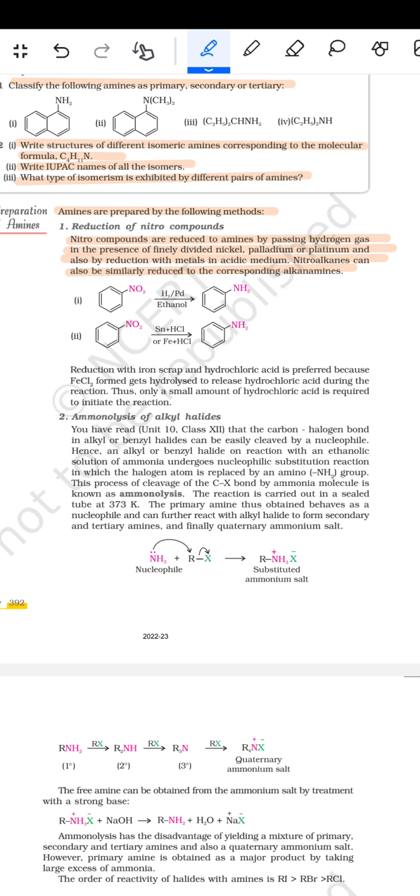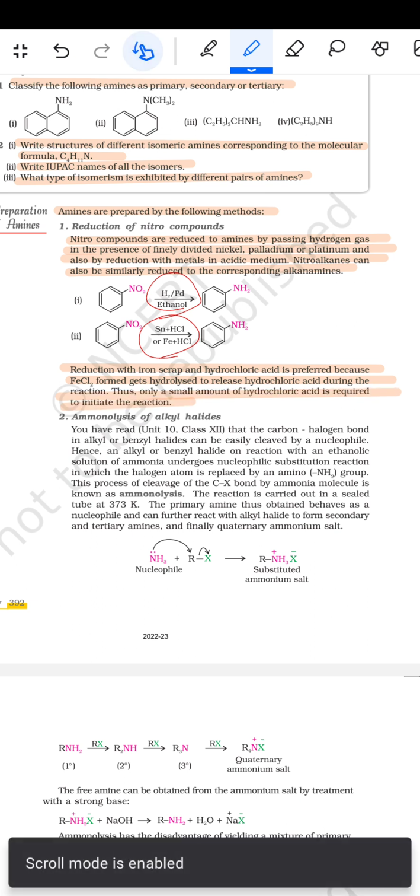So this is H2/Pd in ethanol, and then Sn/HCl or Fe/HCl converts NO2 to NH2. Reduction with iron scrap and hydrochloric acid is preferred because FeCl2 formed gets hydrolysed to release hydrochloric acid during the reaction. Thus, only a small amount of hydrochloric acid is required to initiate the reaction.